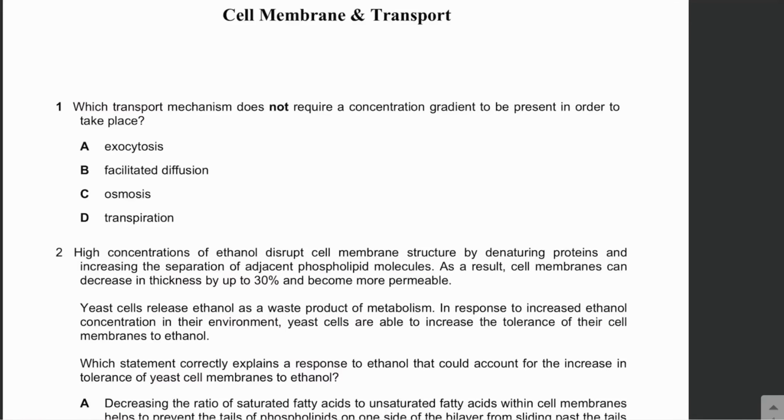In this video lecture, we will be discussing a few MCQs of cell membrane and transport, which is the topic of AS level biology 9700. Let's start with MCQ number 1. Which transport mechanism does not require a concentration gradient to be present in order to take place?